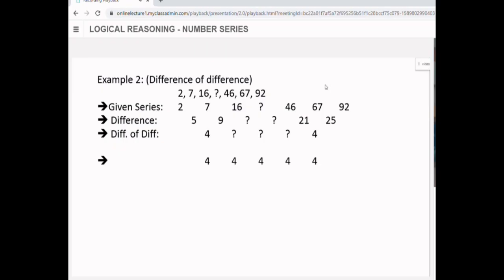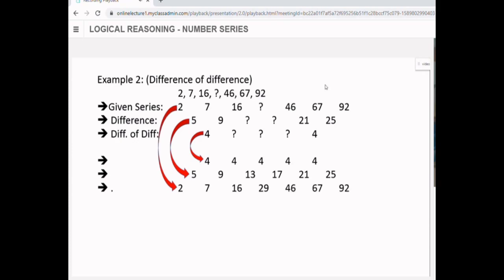Now I wrote the same. Instead of question mark, I'm writing 4, 4, 4, 4, because first difference is 4, last difference is 4. So it will be 4. Now I'll go to the line above that, from there, 5, 9, those 2 question marks. How will I get them? 9 plus 4, 13. 13 plus 4, 17. 17 plus 4, 21. 21 plus 4, 25. Check it out. 5 plus 4, 9. 9 plus 4, 13, 13 plus 4, 17, 17 plus 4, 21, 21 plus 4, 25.